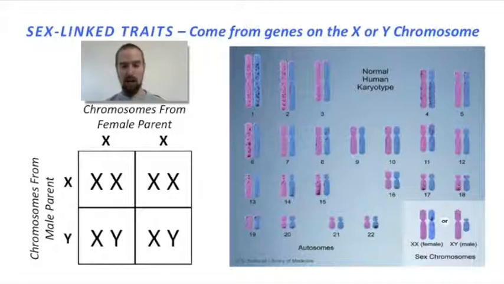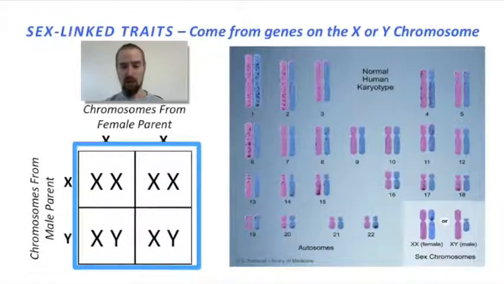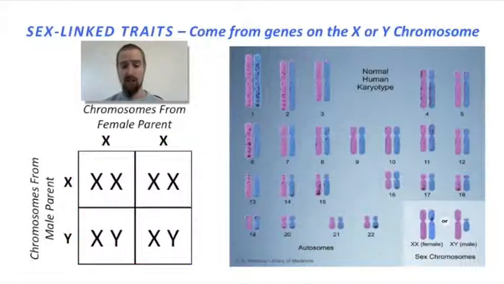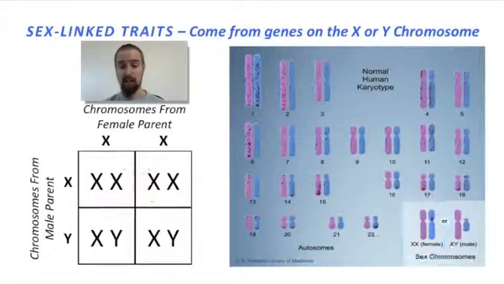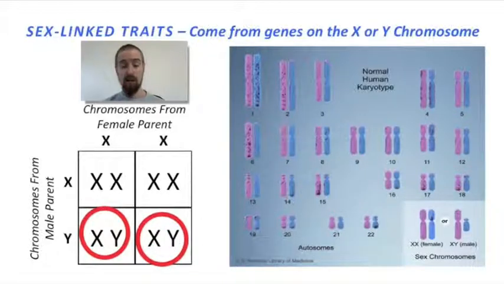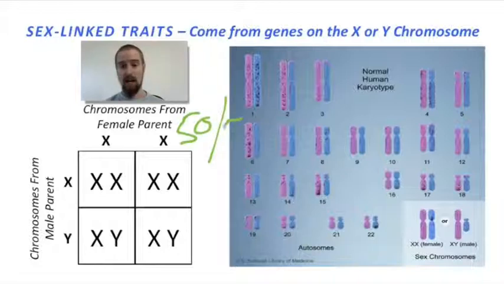We can see in our Punnett square that there are four possible combinations of sex chromosomes that could arise after a sperm cell fertilizes an egg cell. Two of these possible combinations result in a zygote with two X chromosomes, and this zygote will grow up to be biologically female. The other two possible combinations result in a zygote with one X chromosome and one Y chromosome, and this zygote will grow up to be biologically male. It's a 50-50 chance, and that's why males and females are born in roughly equal numbers.